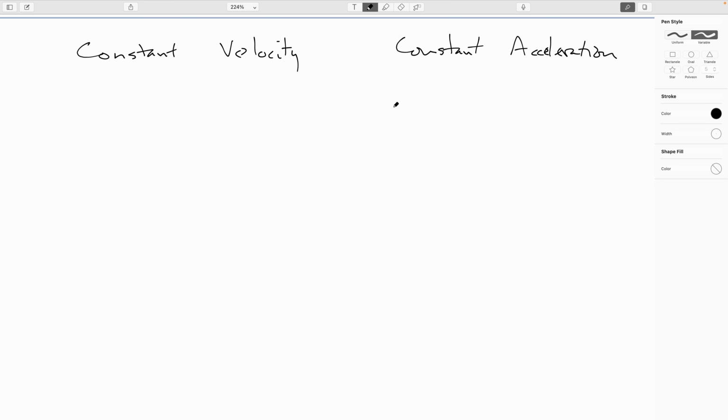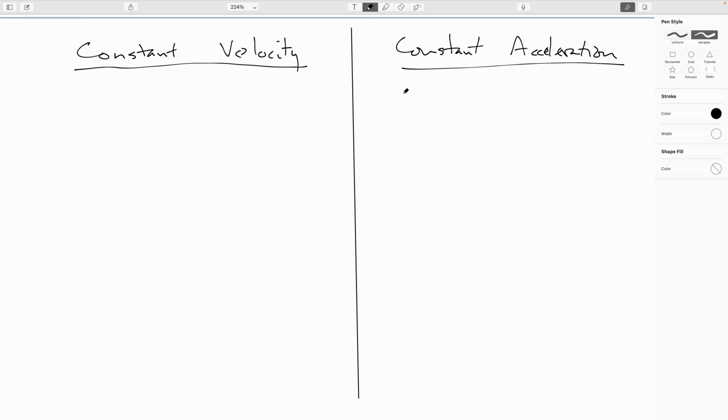Now, technically, constant velocity is also constant acceleration, because if your velocity isn't changing, then that means your acceleration, which is the rate at which the velocity changes, is 0, which is a constant value. But it's useful to think about the case of constant acceleration where the acceleration isn't 0. So that's what I mean here.